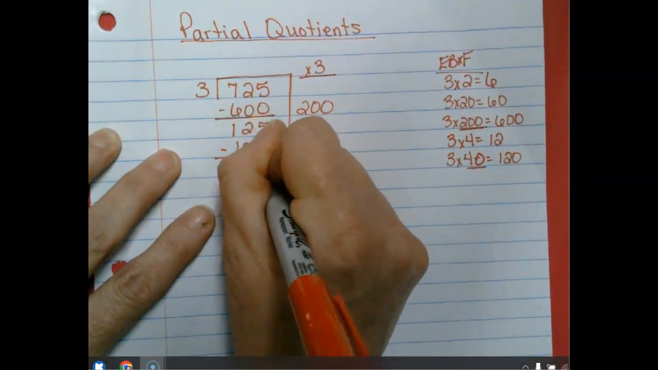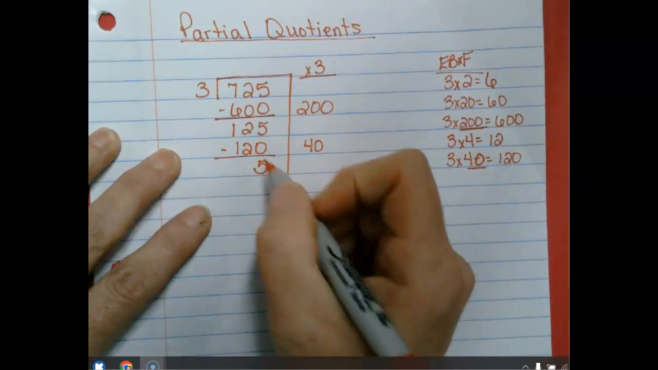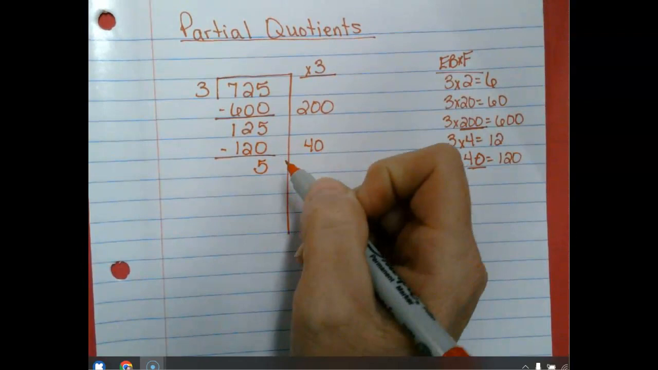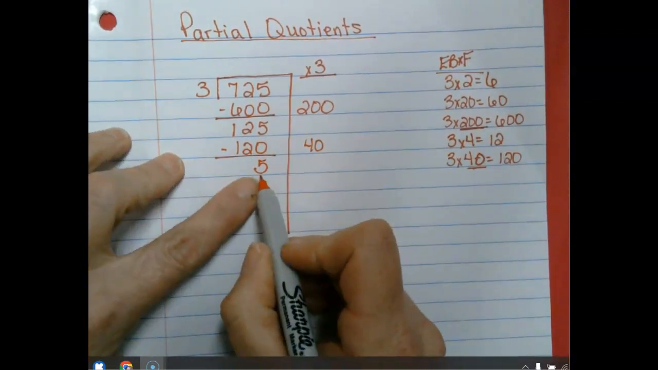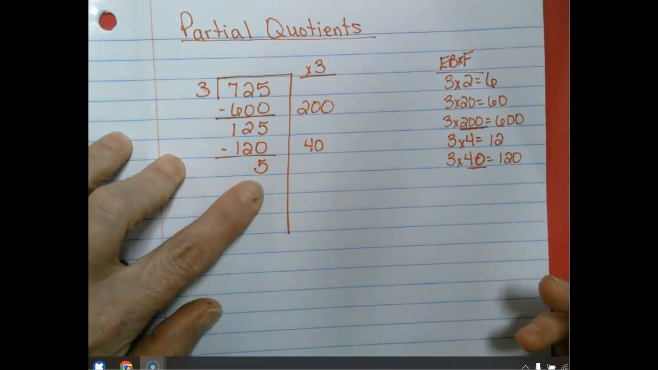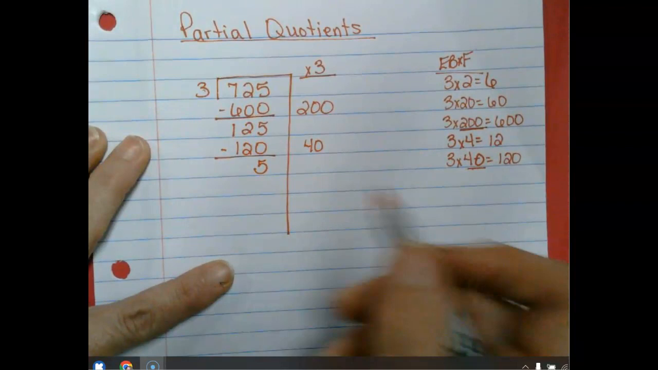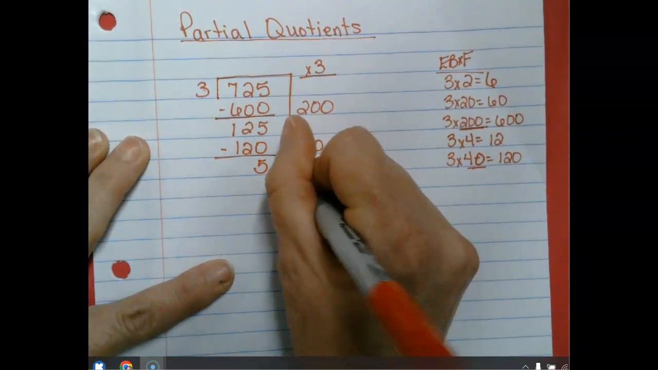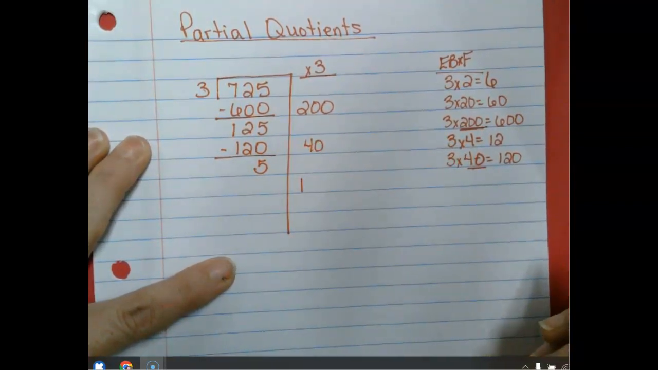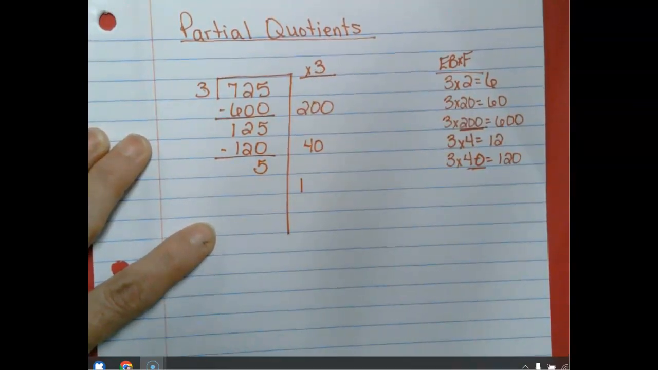5 minus 0 is 0, or is 5. I apologize. 5 minus 0 is 5. And 12 minus 12 is 0. Okay? So I have 5 left. Well, 5 is still bigger than 3, so I'm not done. I have to continue dividing. Well, I know that 3 times 1 is what? Yes, it's 3. So I'm going to put one more in each of my groups of 3.